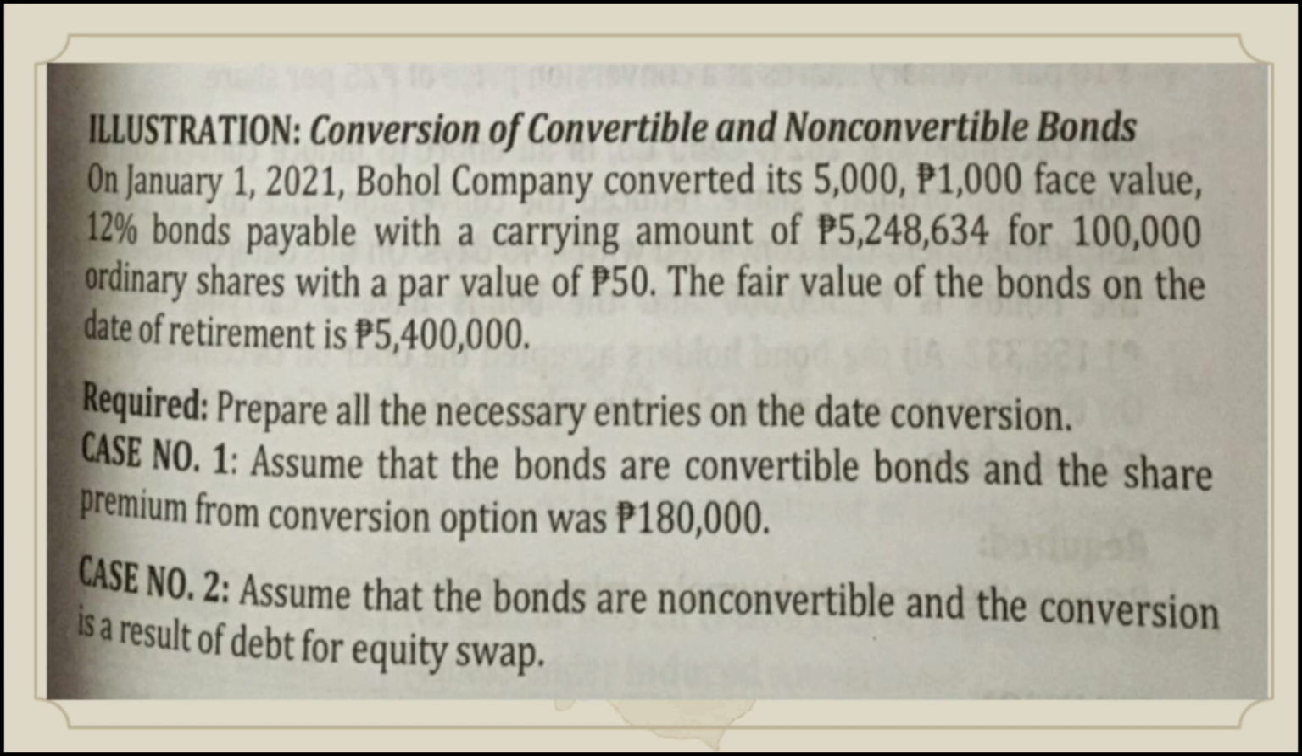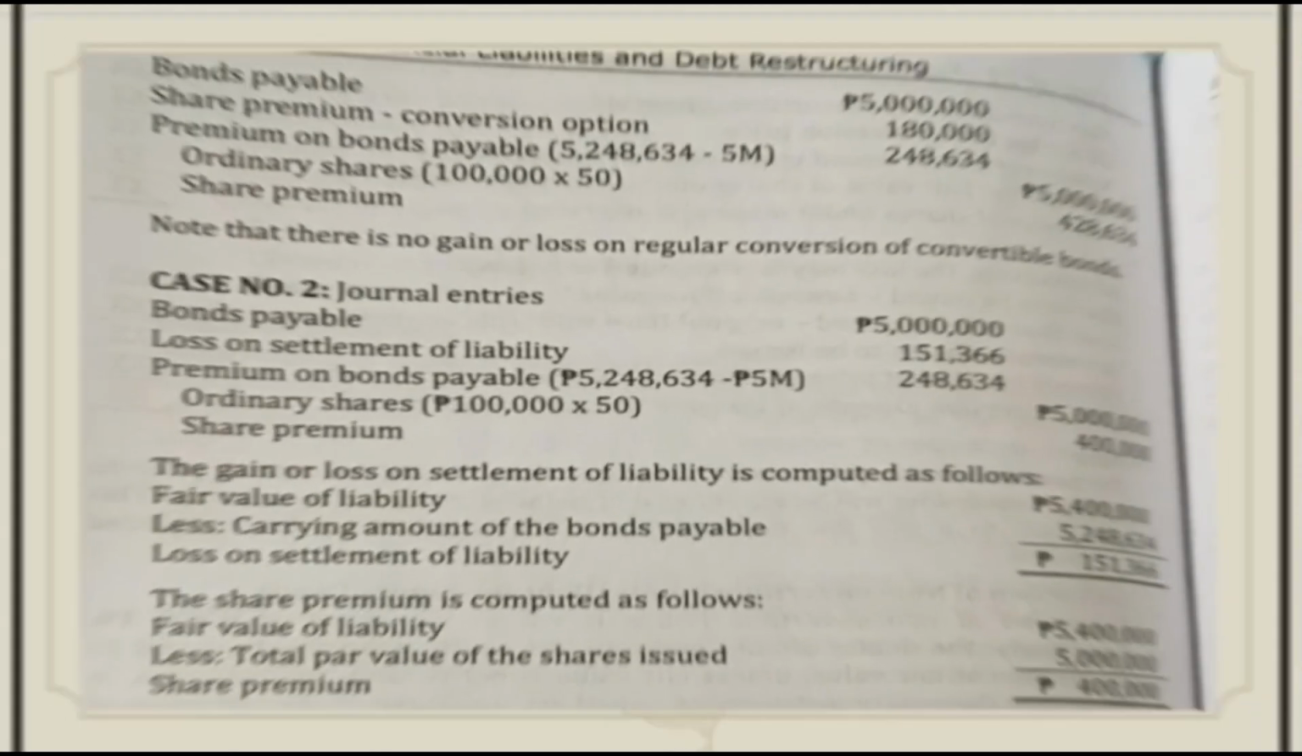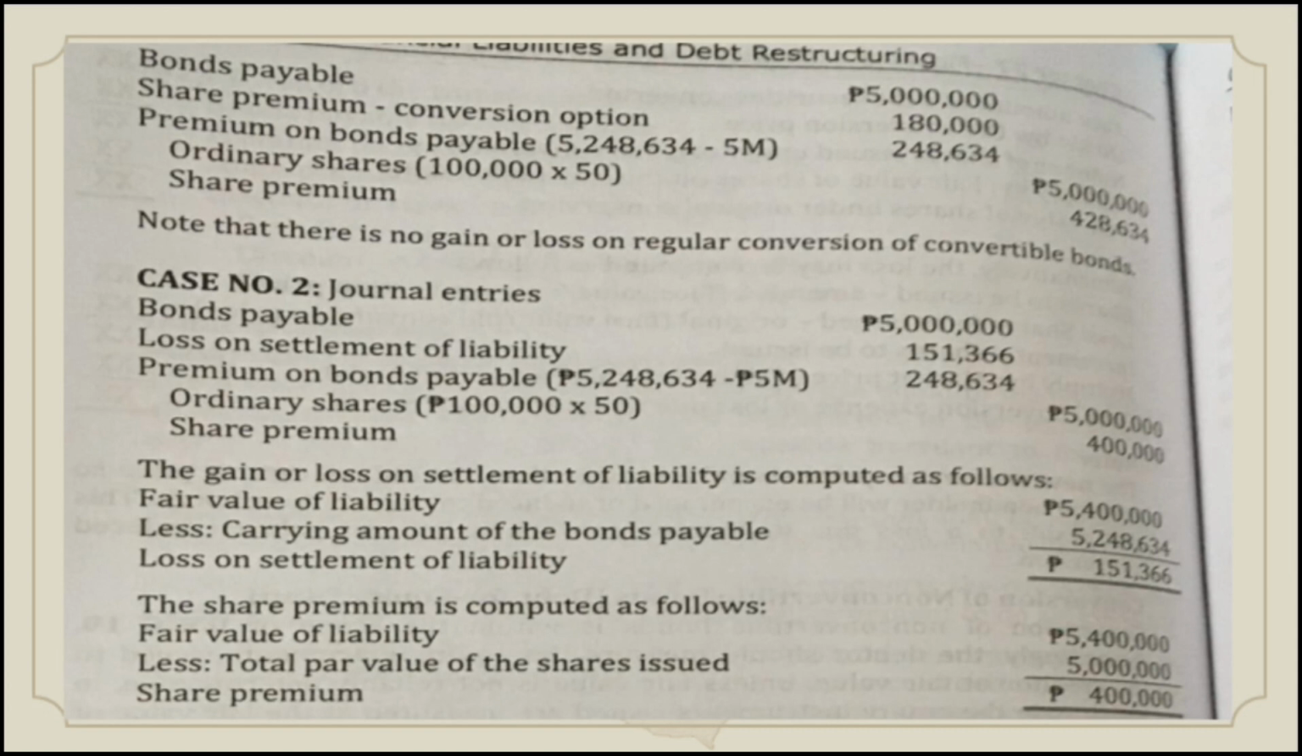And then you credit cash, the retirement price, and then discount on bonds payable if applicable, and then gain on retirement of bonds if applicable too, and then share premium excess over par, which is the balancing figure. So, let's answer case number 1. So, we assume that the bonds are convertible bonds. And the share premium from conversion option was 180,000 pesos.